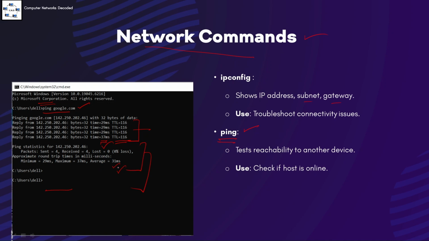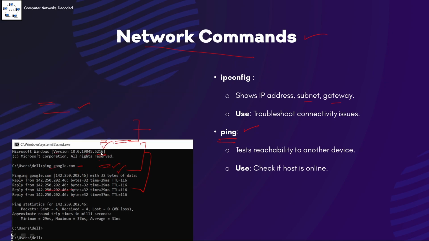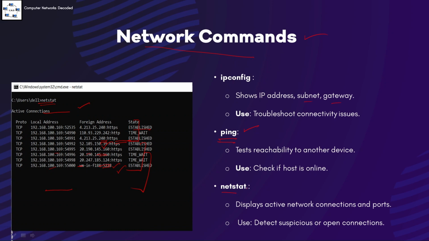At the end, it also gives a summary of the average, maximum, and minimum latency, the packets that have been sent and the packets that were received by the server, and if there were some packets that were lost during the transmission. Next is the netstat command. This displays active network connections and ports, and it is used to detect suspicious or open connections. As we can see, if you run this command, it will show you the open connections between your PC, or your local IP address, and the remote or foreign address.